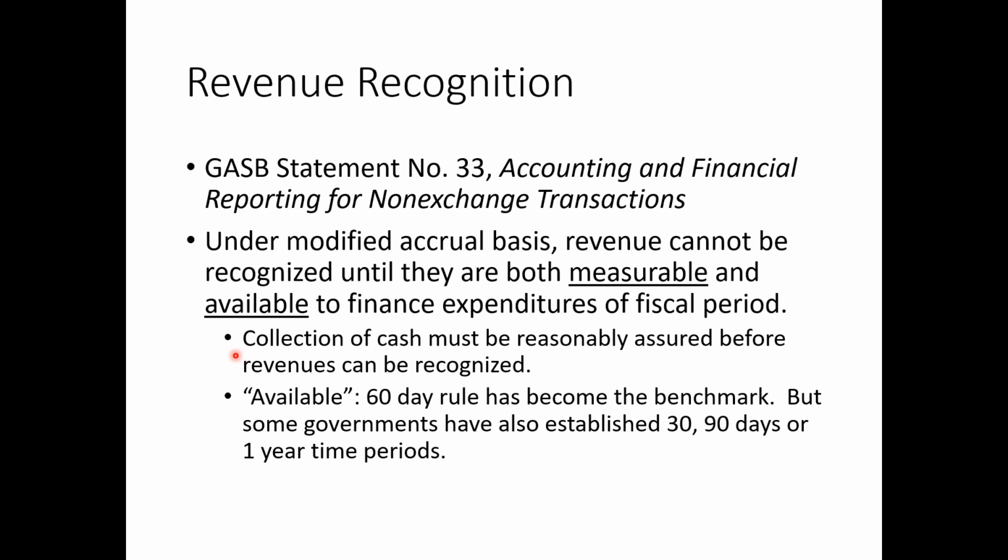So what is available? Collection of cash must be reasonably assured. And also we have an availability rule, which means the 60-day rule has become a benchmark.